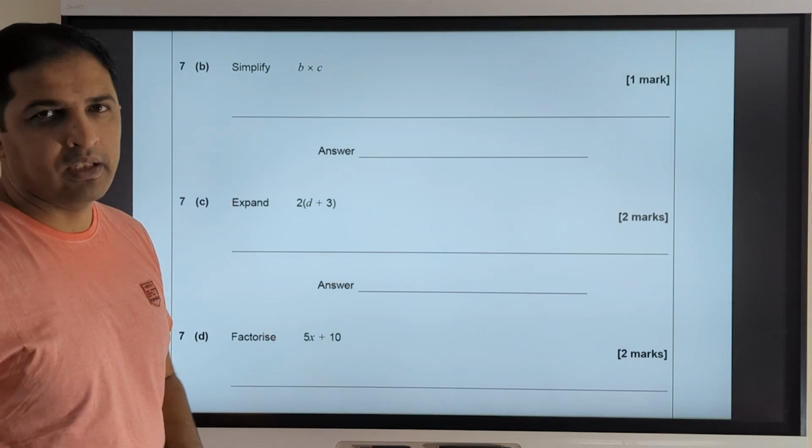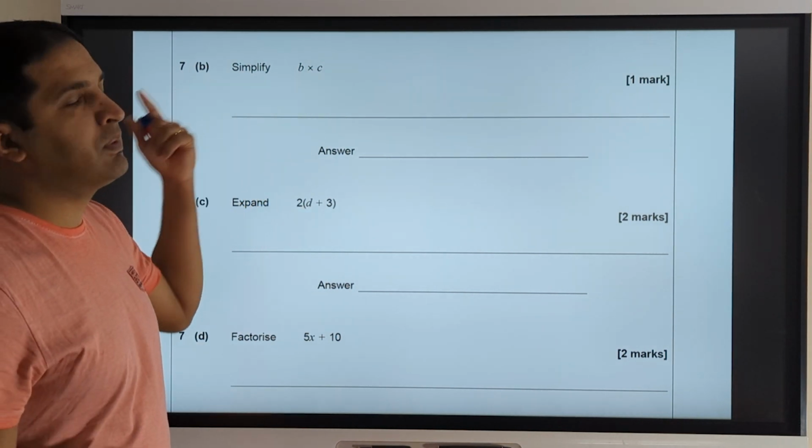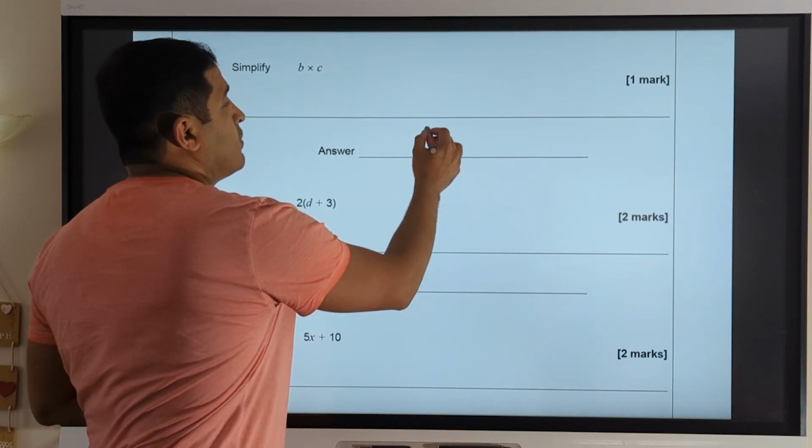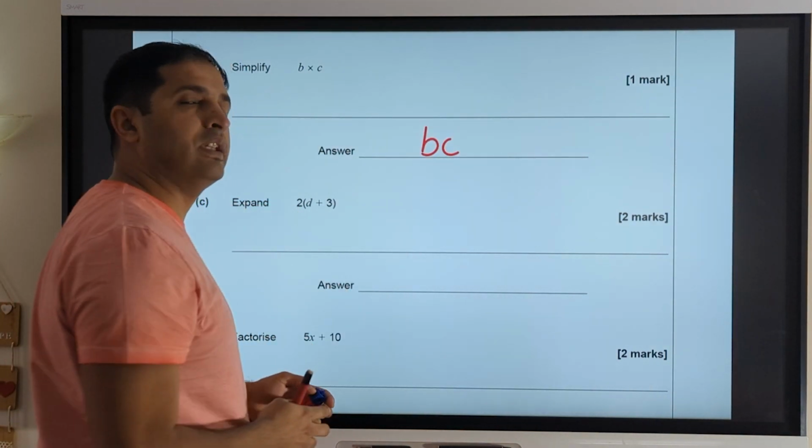b times c. In algebra we do not write the multiplication sign. So all you have to do is just write that down as bc.